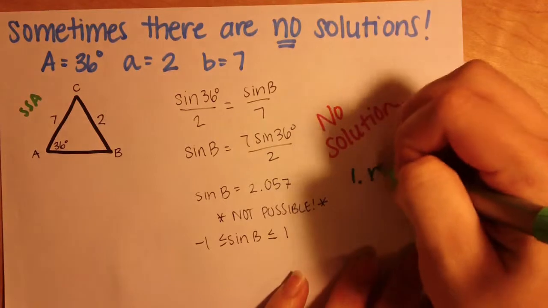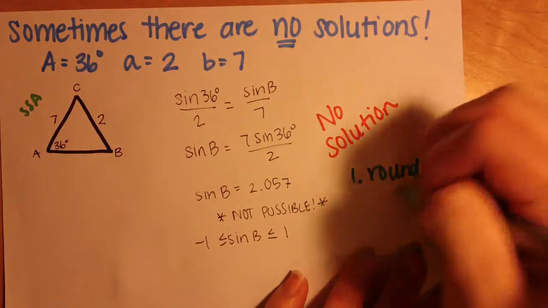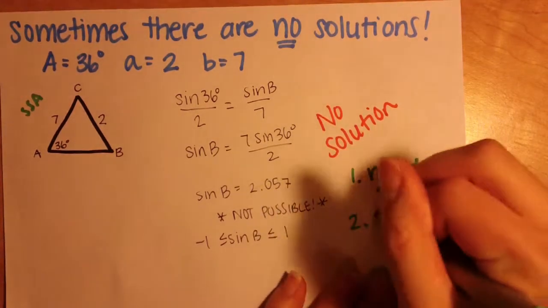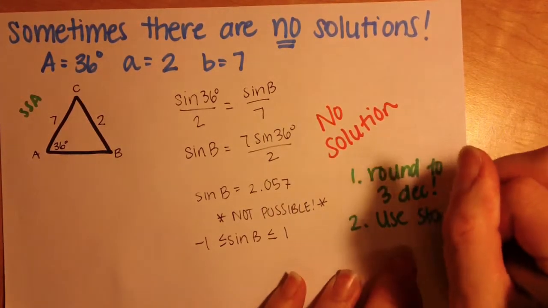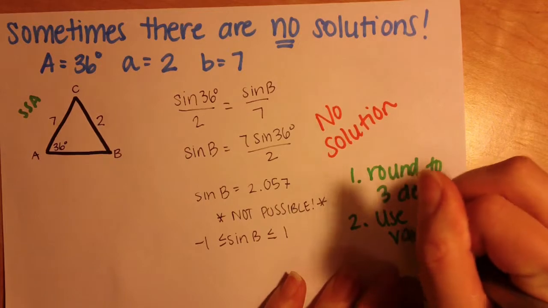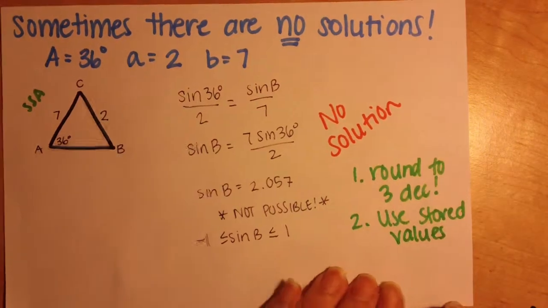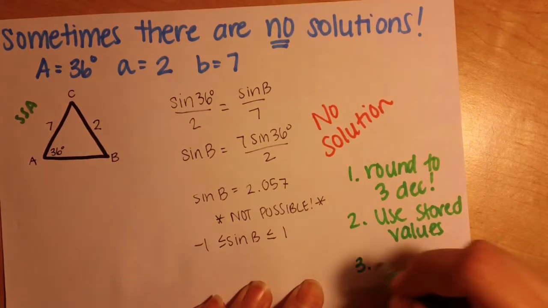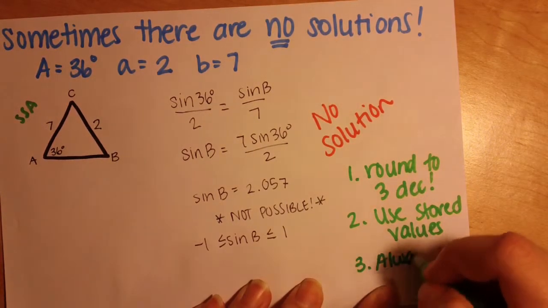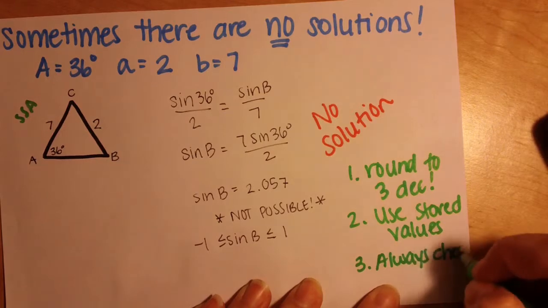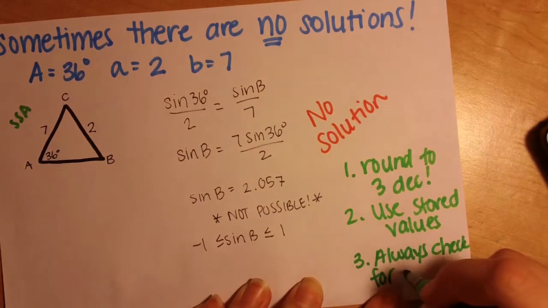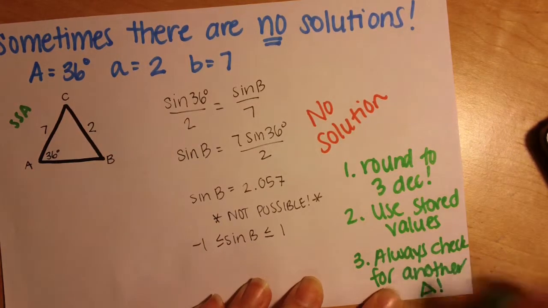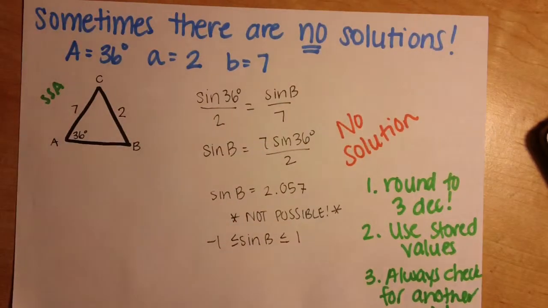Okay, so things you want to remember: 1, round to 3 decimals. 2, use stored values. So you don't want to use your rounded values, you want to use your stored values. 3, always check for another triangle. Okay, so that's going to be it for this lesson.